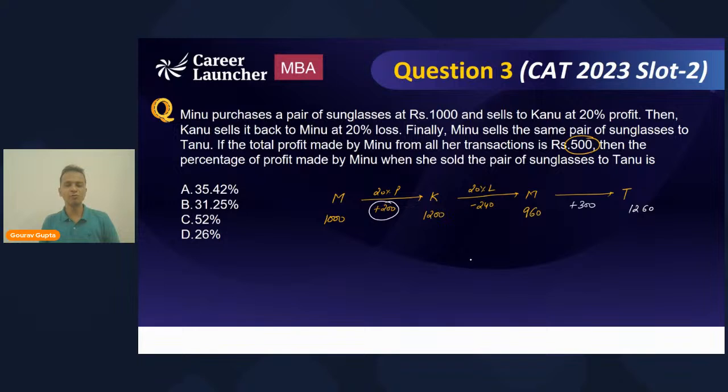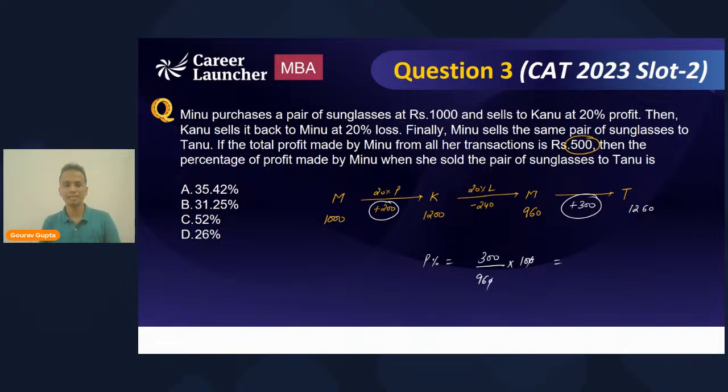Okay, so now we'll have to find out the profit made by Minu in this second transaction when she's selling the sunglasses to Tanu. So in this case, profit percentage will be equal to profit upon the cost price multiplied by 100. Just simplify this and get the answer.